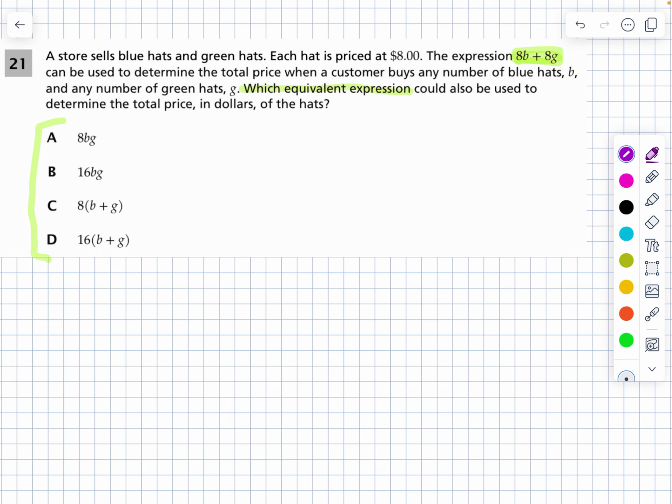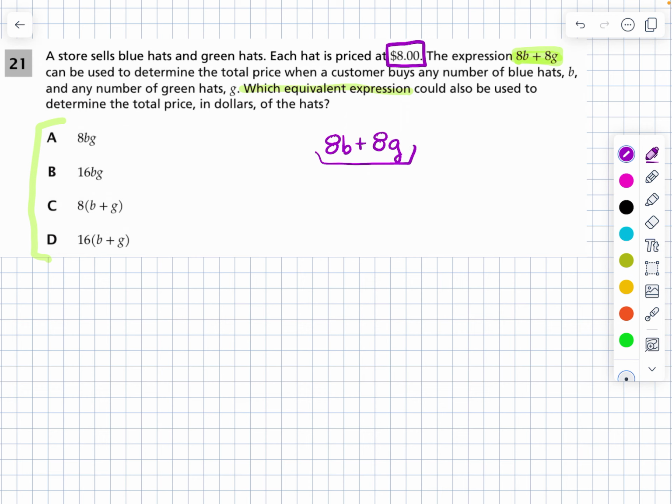Okay, so there's a couple of ways to solve this problem. I'm going to start with just solving it mathematically. So we have 8B plus 8G. B represents the number of hats bought that are blue and G the number that are green, but hey, they're both the same price. Okay, so if I have 8B plus 8G, what can I do to change the form of this expression?